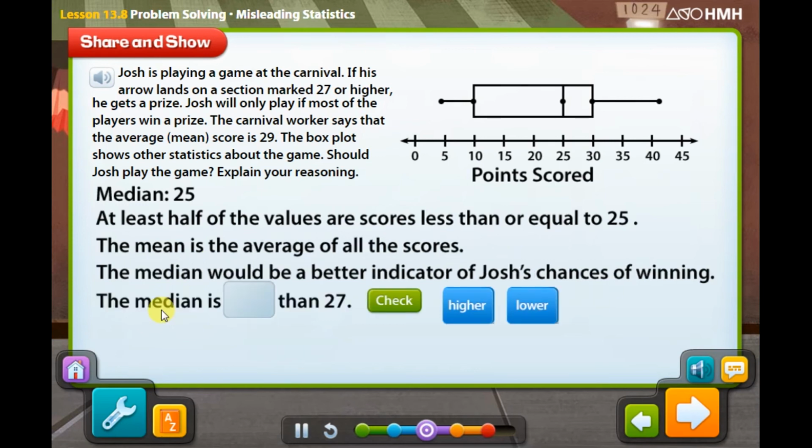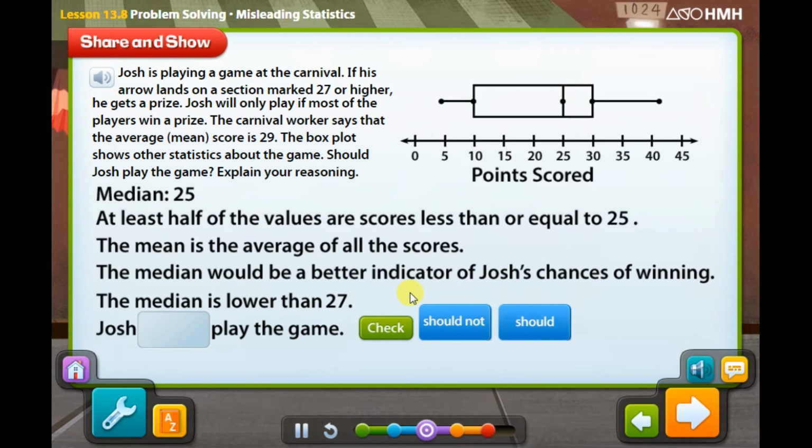Is the median higher or lower than 27? Drag the correct answer to the blank field. 25 is lower than 27, not higher than 27. Excellent. The median is lower than 27.